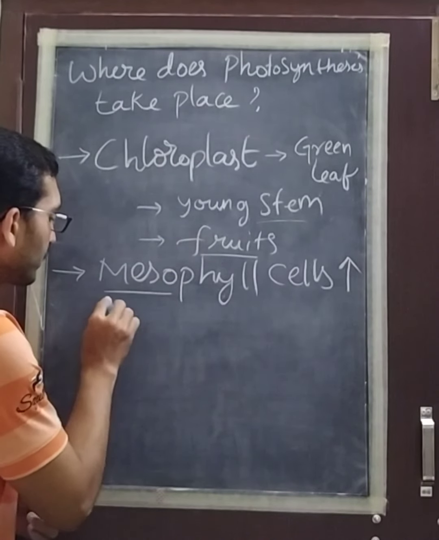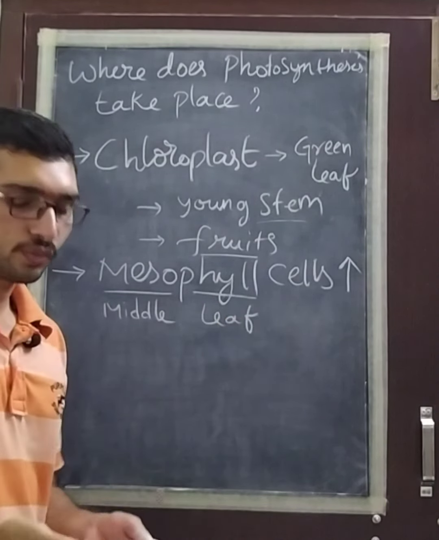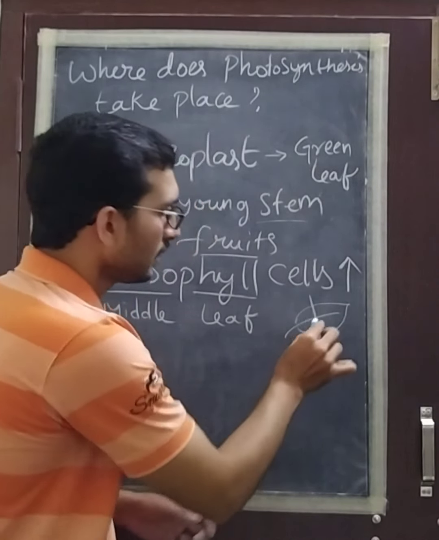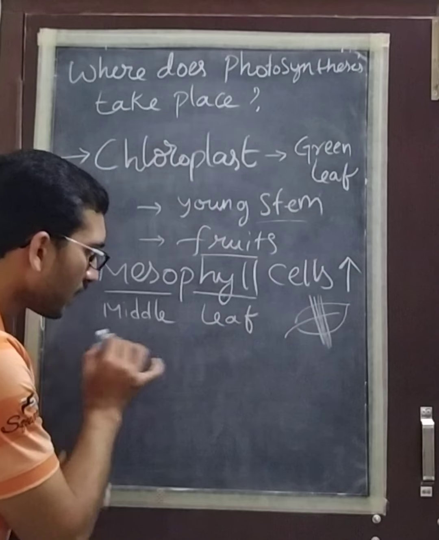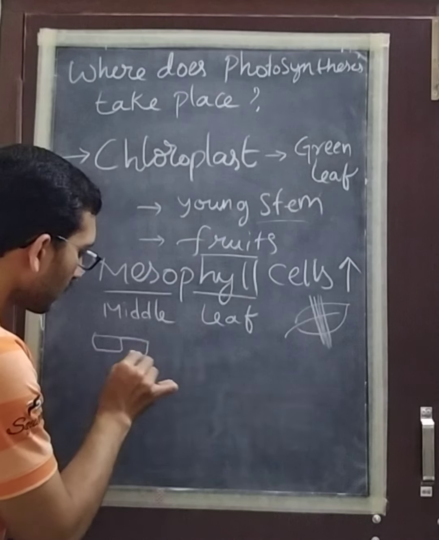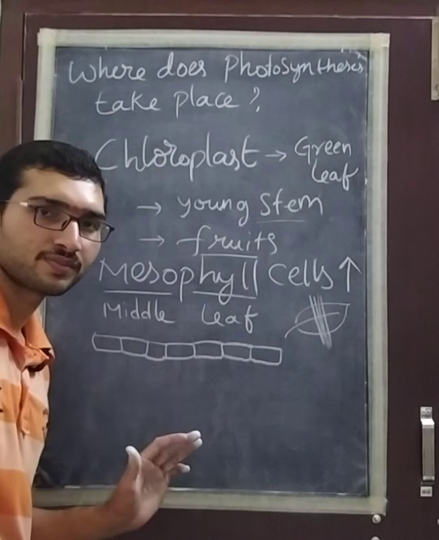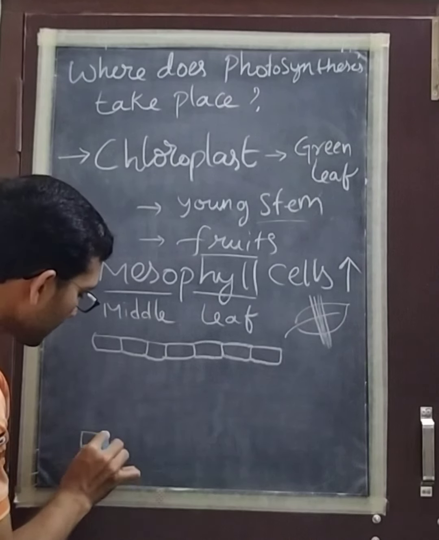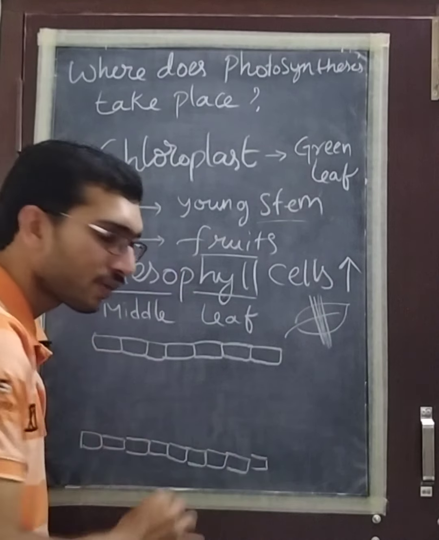Meso means middle. Meso means what? Middle. Phyll means leaf. So if you take the leaf and cut the leaf into a small slice, you can observe the inner part of the leaf under a compound microscope. The outermost layer is known as the epidermis. Outermost layer is known as what? Epidermis. The leaf will have upper epidermis as well as lower epidermis.